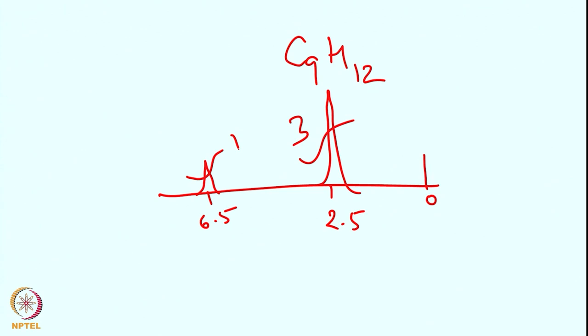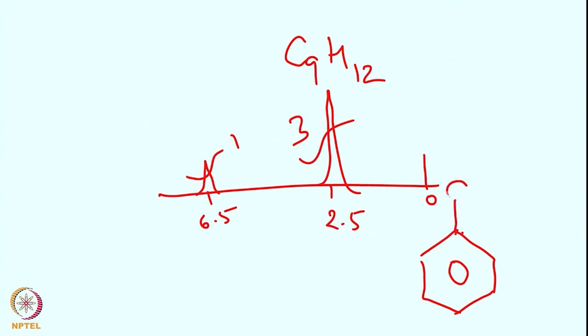So two things are clear. First thing is, if something is coming around 6.5, that must be coming from the benzene ring. So let's write a benzene ring. And something coming around 2.5, most likely this is coming from CH3 or CH2. Since there are 12 protons, we look at where we can exhaust the protons. With 3 carbons here, 6 carbons are gone, so we actually have 6 protons left here.